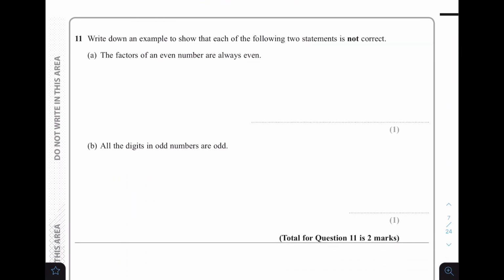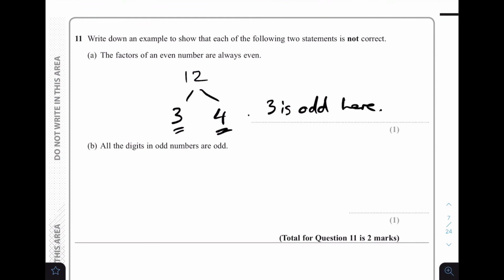Question 11, write down an example to show that each of the following 2 statements are not correct. The first statement is factors of an even number are always even. So if we consider a double-digit even number, the first one that comes to my head is 12. What are the factors of 12? We have 3 and 4, and straight away you can see 4 is even, however 3 is odd. So this is the number you can use to show it, 3 is odd here.